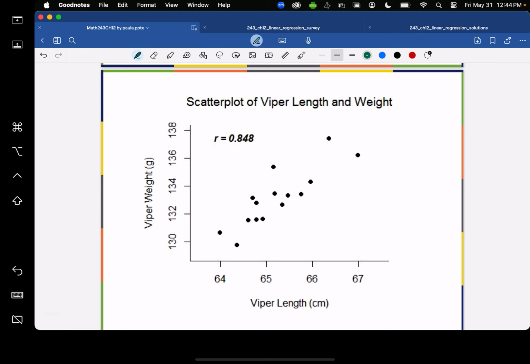Here is another example. Viper. I don't know, where do vipers exist? I kind of think of India for some reason. So snakes, and if we graph the length of a viper and the weight of a viper, then we see that there is a trend that longer snakes are going to be heavier. As the viper length increases, then the viper weight increases.